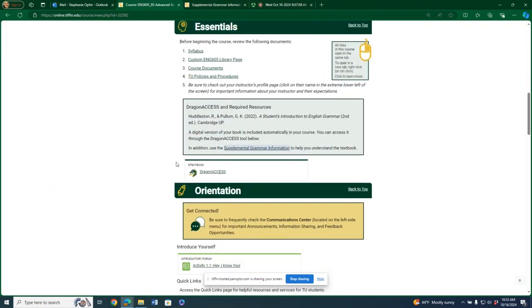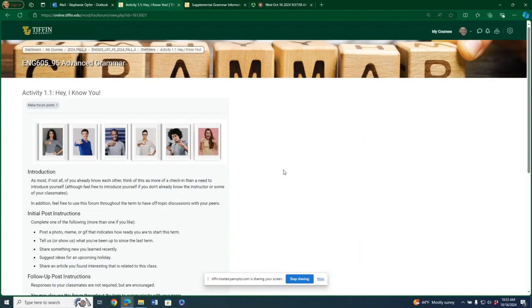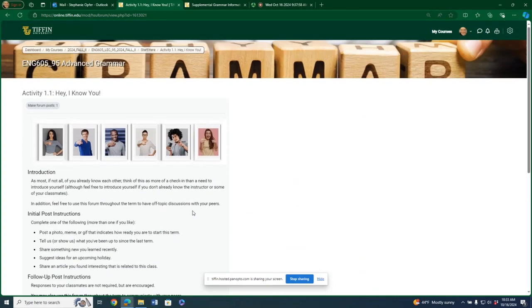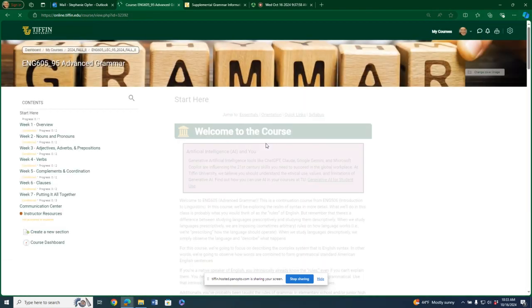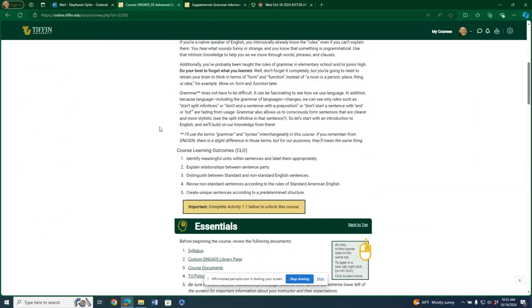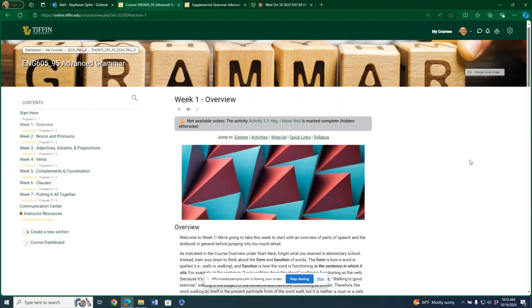So after you get your textbook, then you're going to need to complete activity 1.1. All this is just the standard introduction activity. You can read the directions, add a new discussion, and that will open up the rest of the class for you. So after you do that, then you can click on week 1 and start the class itself.